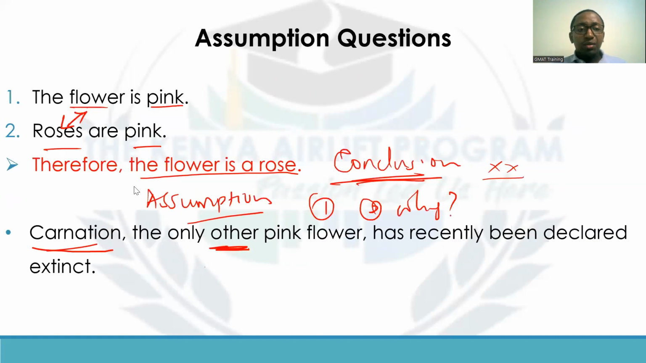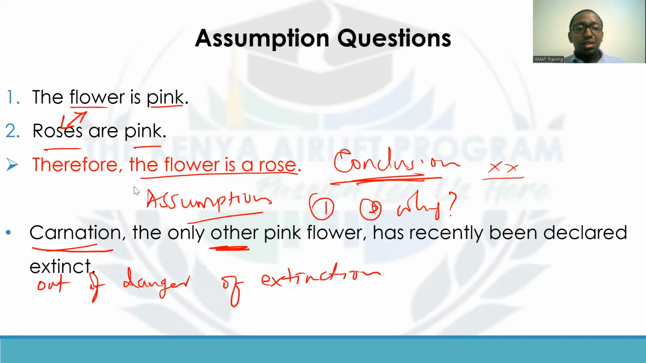So if we go to our previous example, and here we say that carnations, the only other pink flower, has recently been declared, say, of danger of extinction.